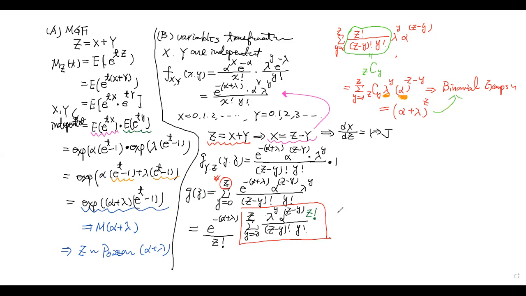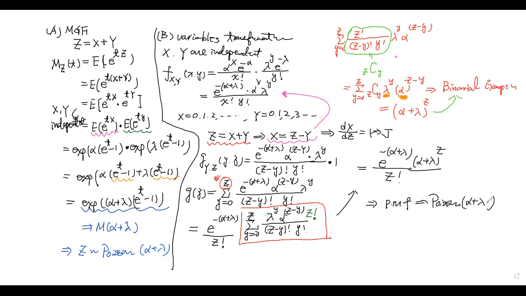Okay, so now I can put it back to here. So this is e to the negative alpha plus lambda, then this is z factorial, and just like we got from this red part here, this is alpha plus lambda to the z. So this is the probability mass function of a Poisson with what parameter? Alpha plus lambda. This is what we call the variable transformation method.